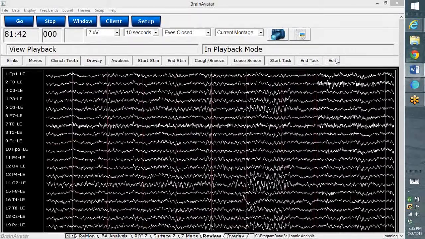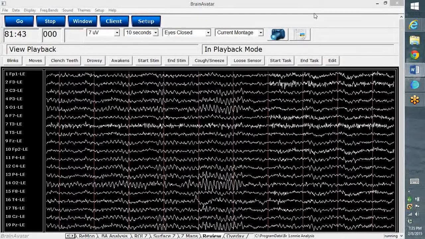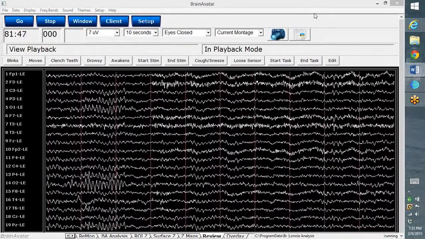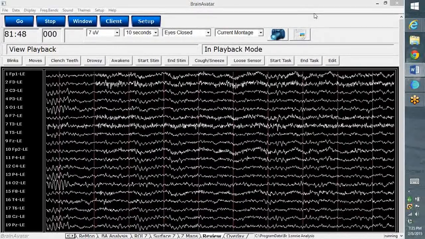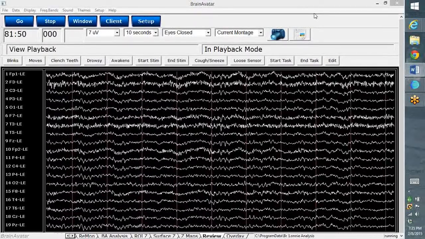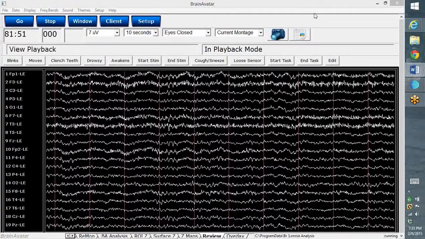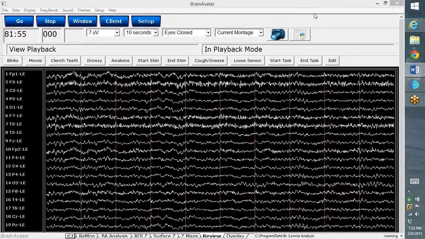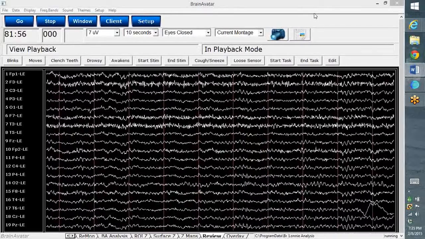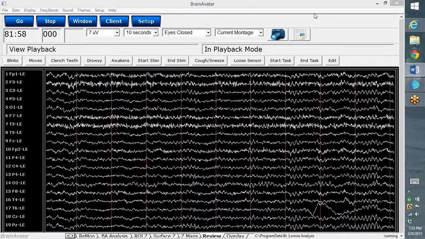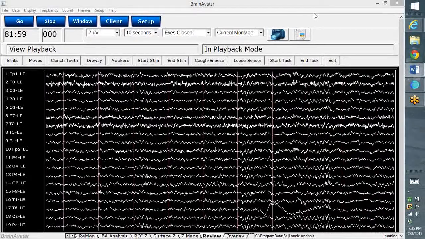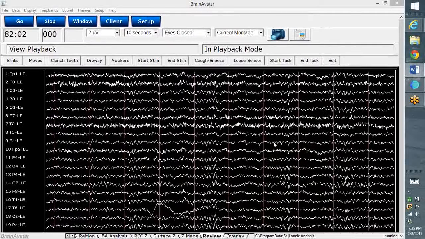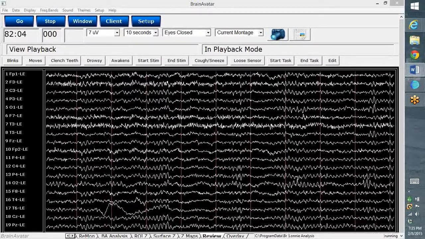This is a brief demonstration of the Brain Avatar Brain EEG mapping system. What you're seeing now is a clinical 19-channel recording similar to the ones done for epilepsy or other neurology disorders. This is all done with software rather than the old-fashioned pen and ink polygraph system. And this is running in real time, replaying.